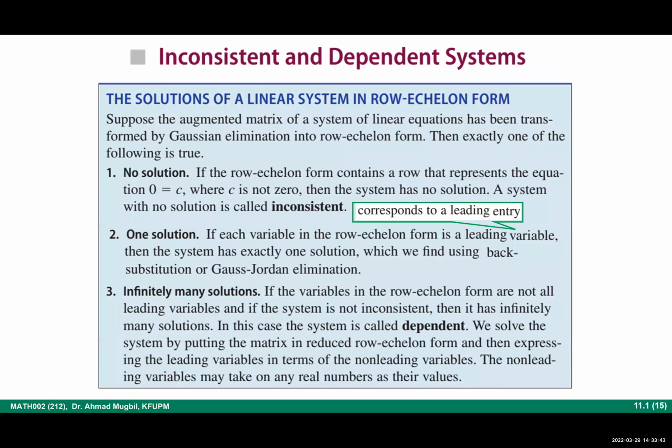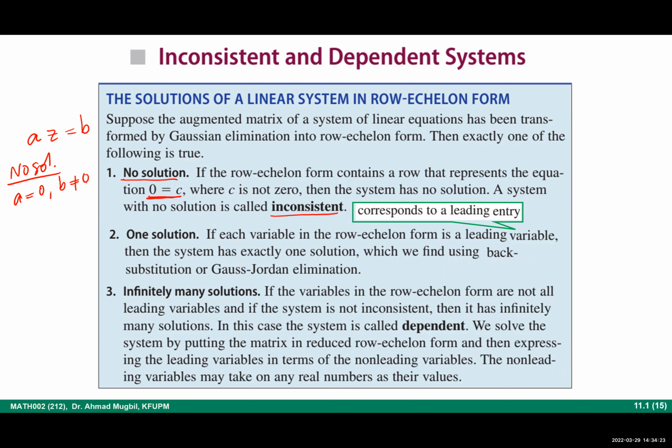The last part of this section, Shabab, is about the number of solutions, and we mentioned that in 10.1. Do you remember in 10.1 when I told you when you have AZ equals B, when we have no solution? If A is what? 0. And B is not 0, right? So in fact, here we have no solution and we call the system inconsistent. If we have in the row echelon form a row that contains an equation like this, 0 equals C, where C here is not 0, similar to what I told you before.